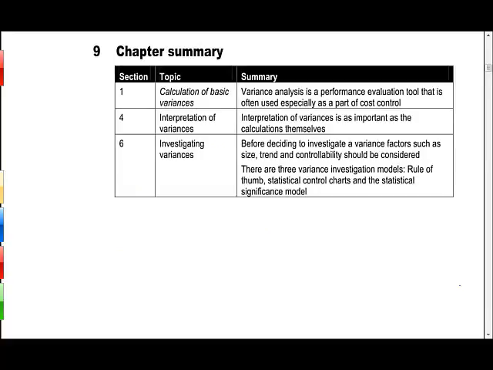The calculation then of variances is still very important for your F5 exam, despite now being assumed knowledge in the syllabus. So it's important then that you're happy that you can calculate these basic variances and interpret them. We should also then make sure that we're happy with investigating those variances. You may wish to work through some of the questions highlighted at the start of the chapter if you feel that your knowledge of these basic variances is a little bit rusty.